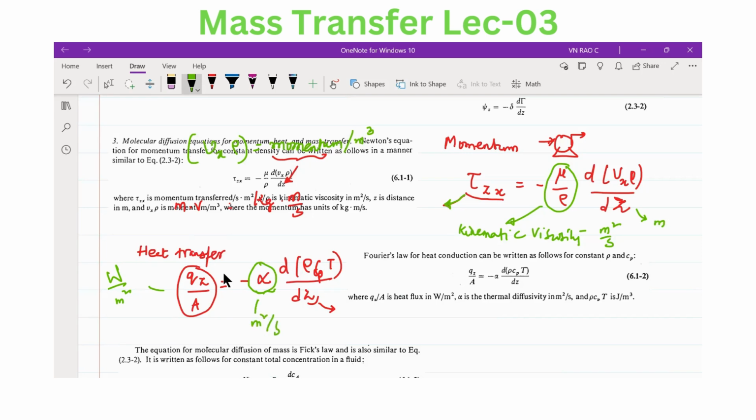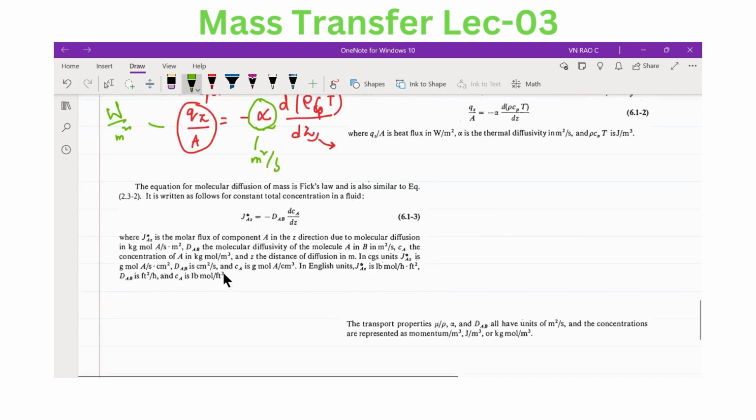Here again, this term, rho Cp T, is joule per meter cube. Similar to this, Vx rho is again momentum per meter cube. Here we have rho Cp, joule per meter cube. That is what you have to remember.